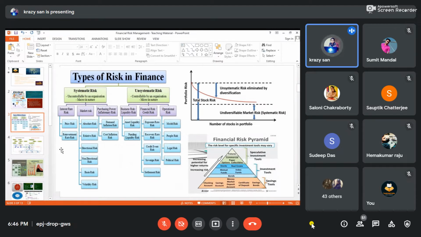But what is controllable? What is the operational risk? He or she has to be able to understand and calculate it. Financial risk, credit risk, business risk, that is liquidity risk: assets which can be converted easily into liquidation forms, how risky are they? Funding liquidity risk, then exposure rate, recovery rate, credit event, legal risk, people risk. Sometimes even people become a very big risk for the business organization, where they are not able to cooperate, collaborate, and understand mutual concepts. So that also comes under this.